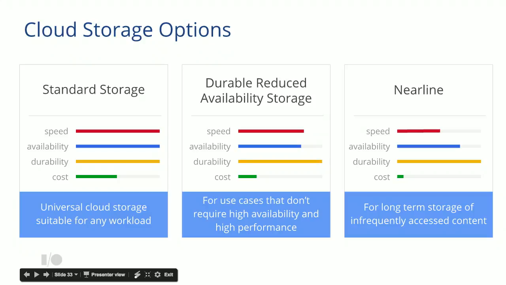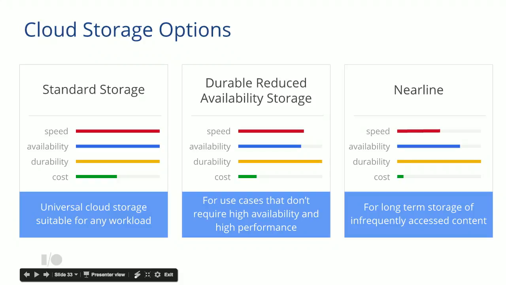quick and very often. If you don't need that information to be available all the time, but you want it to still be pretty quick, imagine MapReduce, you can use durable reduced availability storage. It's less available, but the durability is still there.